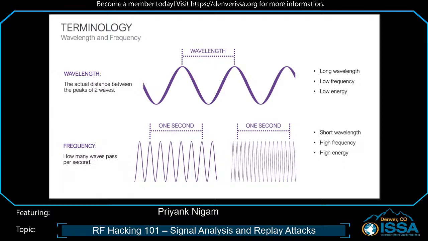If you look at the graph, which is basically a Fourier transform, a representation on paper, you're going to see the more peaks in 1 second, the higher the frequency. And that's how you describe the waves: long wavelength, short wavelength, high frequency, high energy, stuff like that.